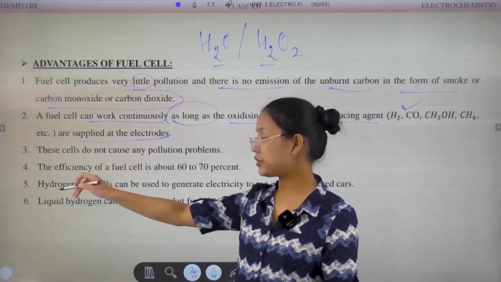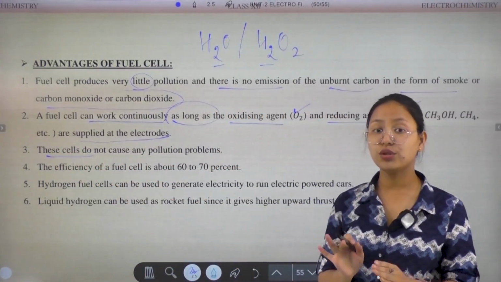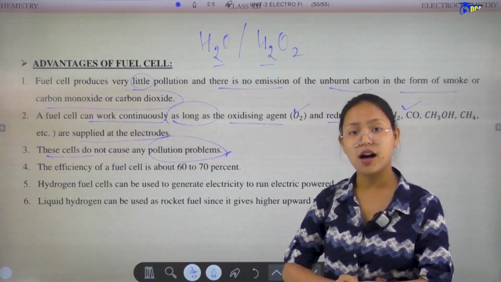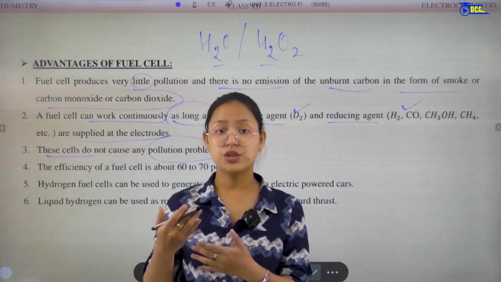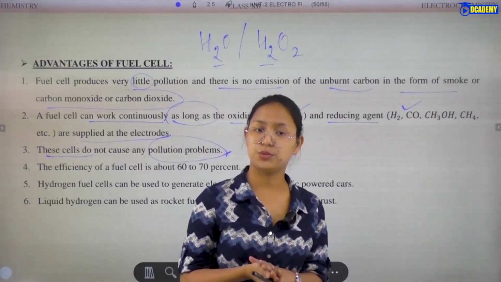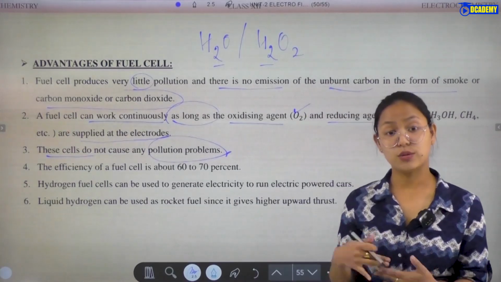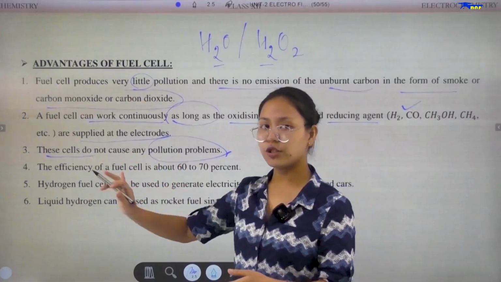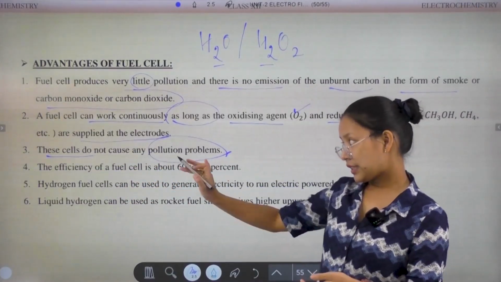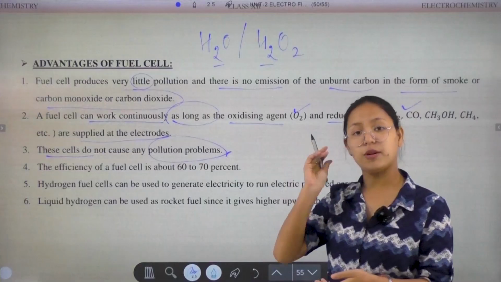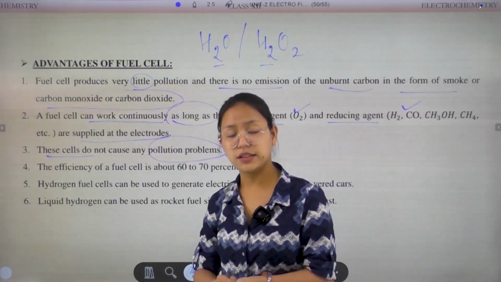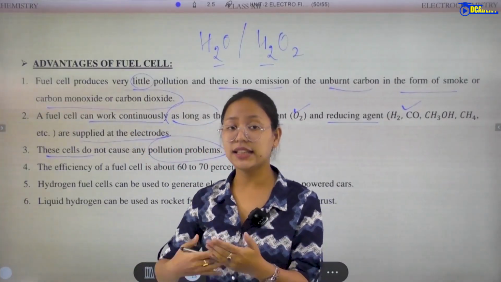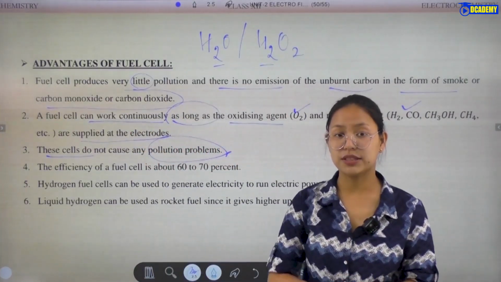And then next, point number 3, these cells do not cause any pollution problems. Point number 1 is fuel cell pollution, pollutants. Pollution. So point number 3, the cells do not cause any pollution problems. Pollution problems, any relation or any points related to the pollution have problems.